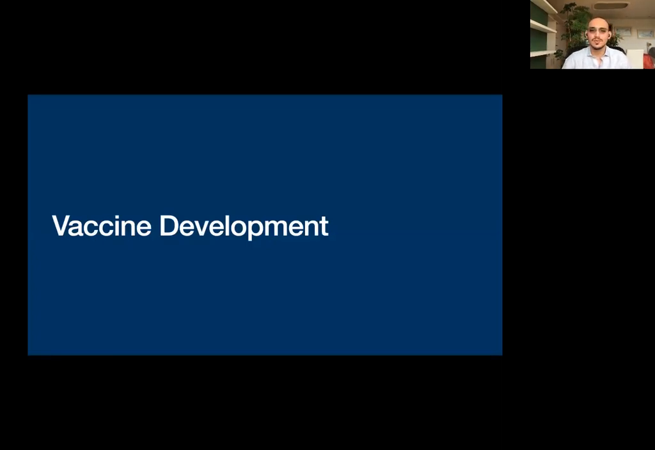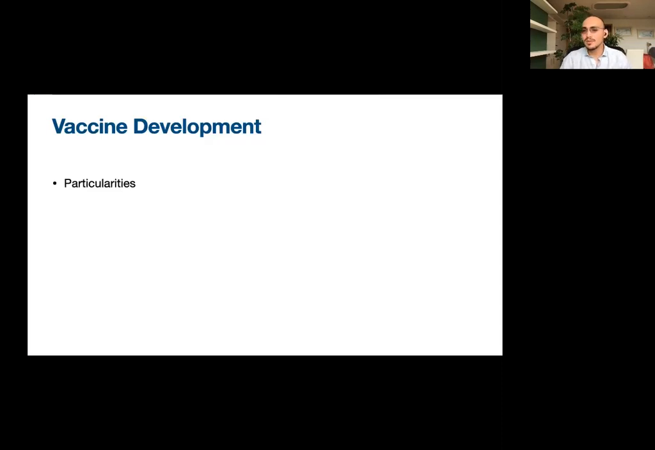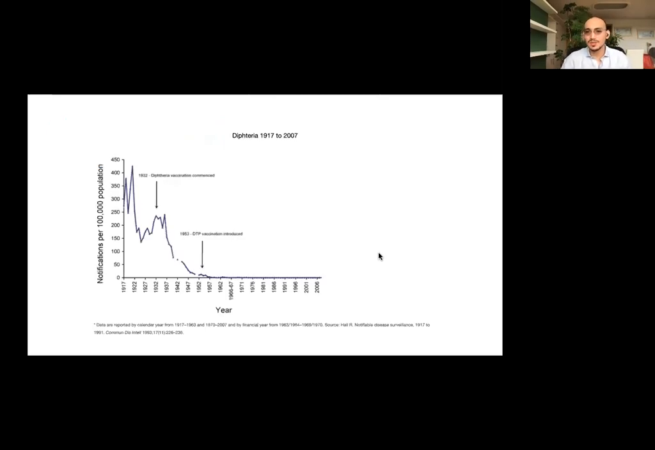To start, vaccine development has some particularities that we have to be mindful of. It's not the same as just a regular randomized controlled trial. First of all, it's because the diseases that vaccines are trying to prevent have varying incidences during different time periods. Just look at this graph.